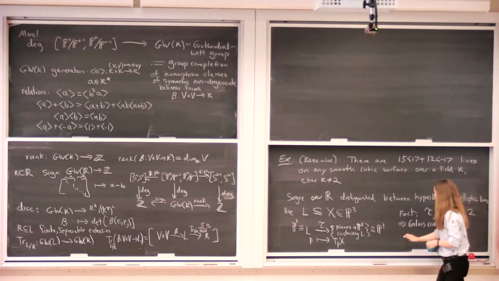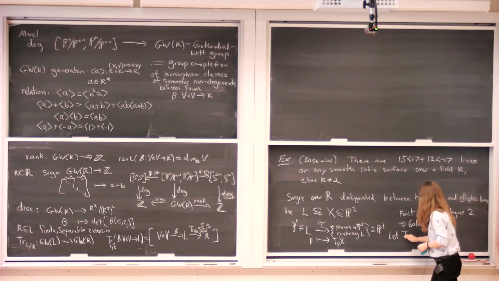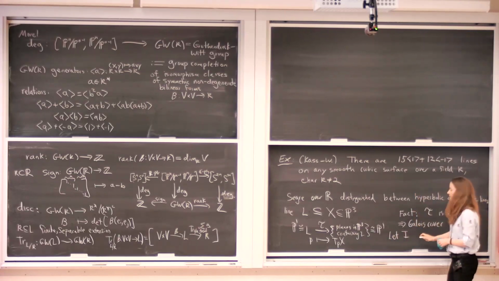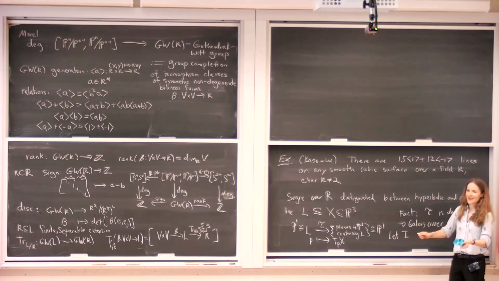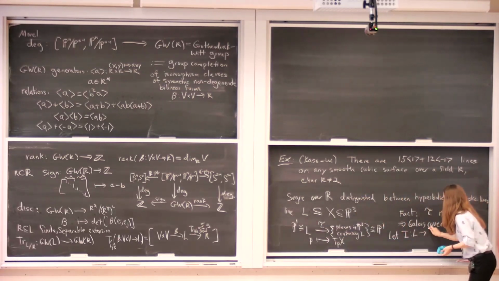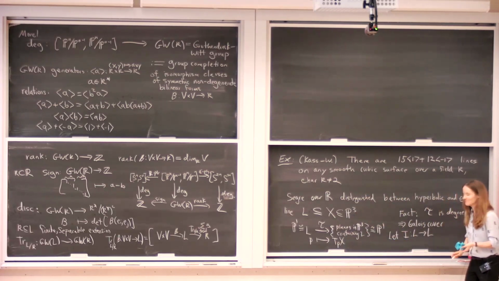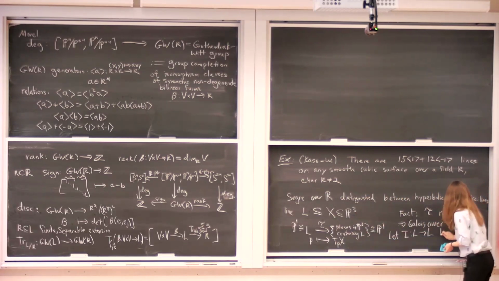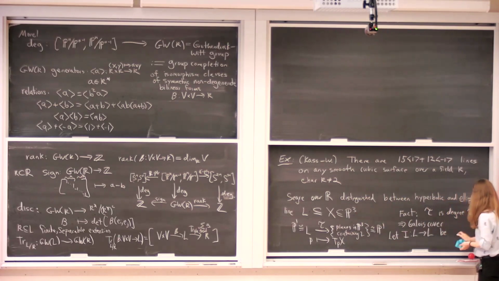So we can let i be the generator of the Galois group, i.e. it's the involution on L, which swaps two points when they have the same tangent space to the surface. It is the non-trivial element of the Galois group.